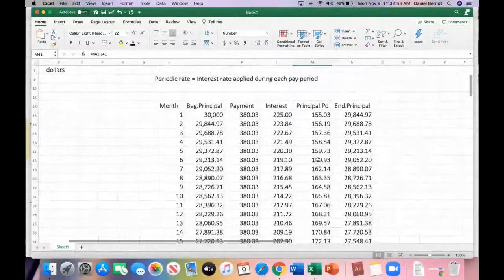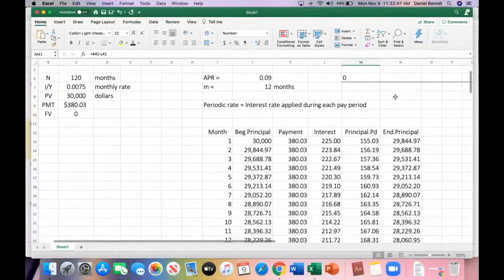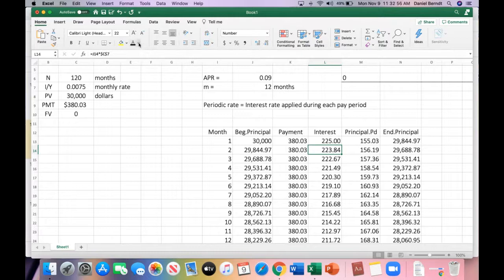One second, Ariel. This problem asks how much of your second payment is interest. Well, it's very simple. Once you have an amortization schedule, we can literally go to row 2 and look at our interest column, and voila, that would be the answer to that problem right there.